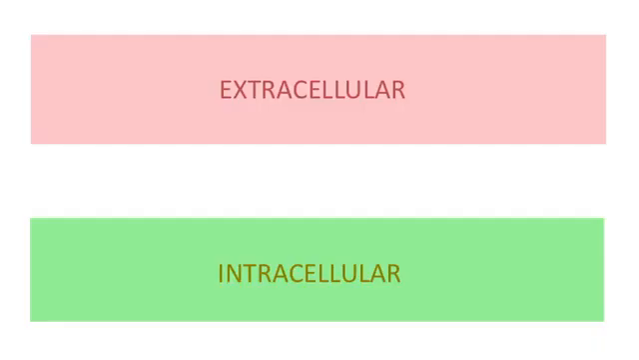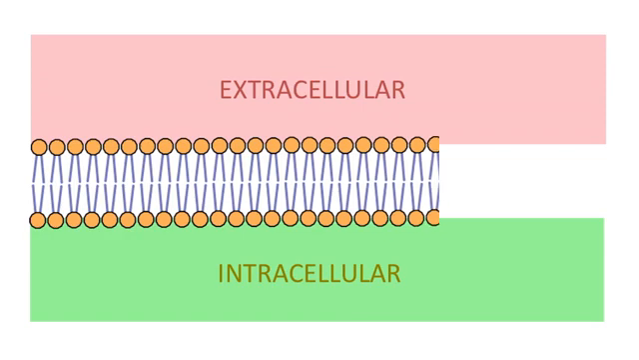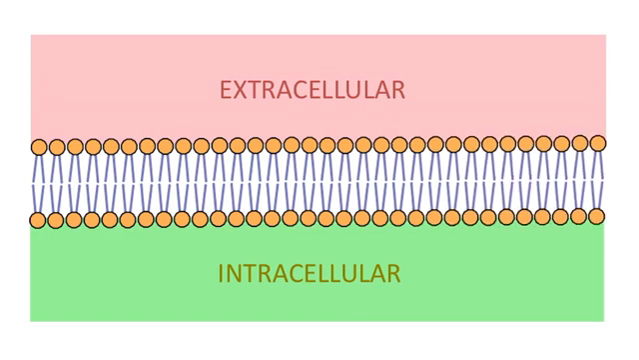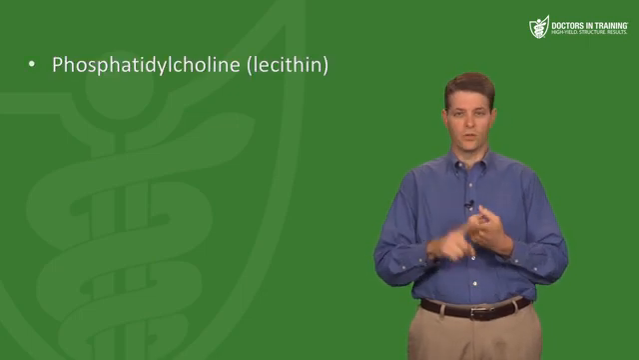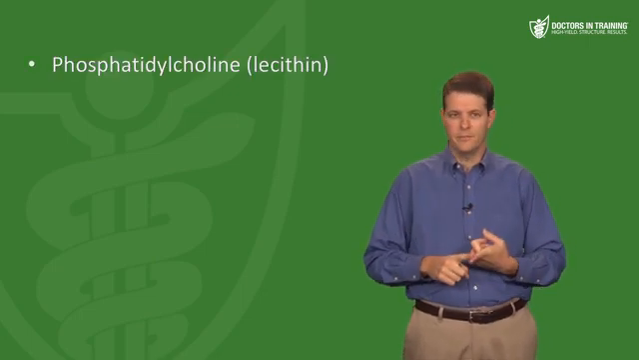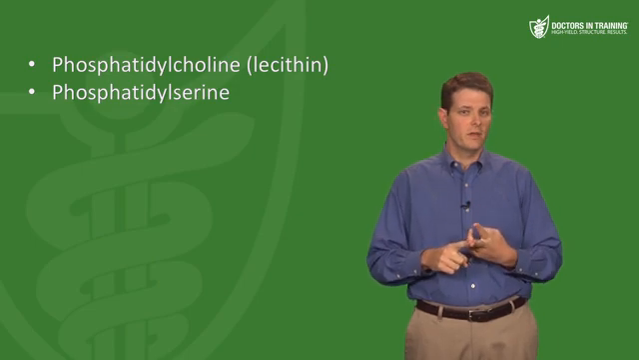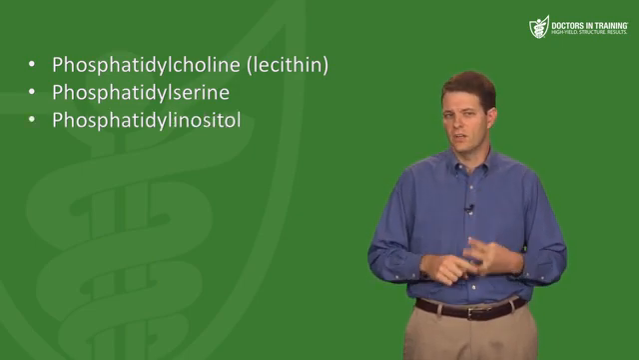The plasma membrane is a double layer of phospholipid molecules with the polar hydrophilic head oriented both on the outer surface of the cell and also inside the cell, and then the hydrophobic lipid tails are oriented inward. So this is a phospholipid bilayer. And I think it's worth mentioning that there are many different types of phospholipids, including phosphatidylcholine, which is also known as lecithin, phosphatidylserine, and there's phosphatidylinositol.